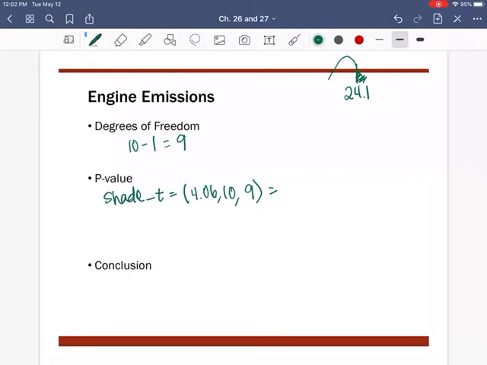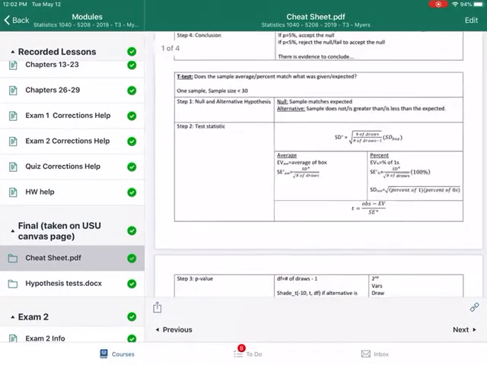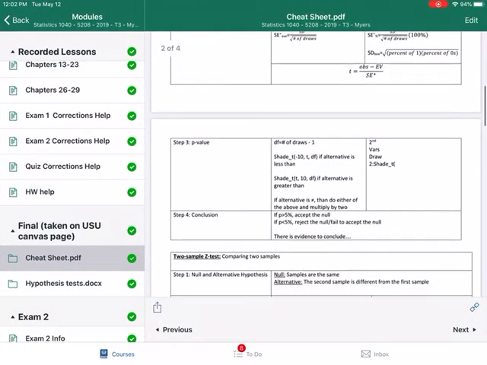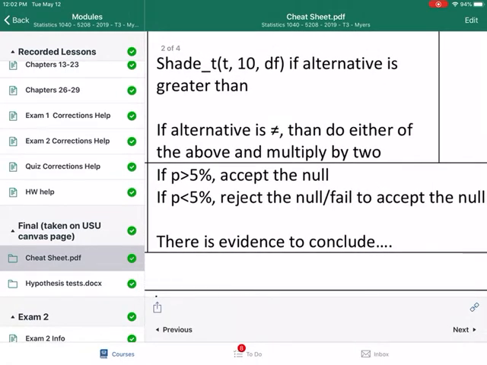Second vars, arrow over to draw, down to shade T, 4.06, 10, 9. And our p-value is, very slow calculator, 0.14%. Okay, that means we reject the null. Because it's less than 5%, that's our acceptance value.